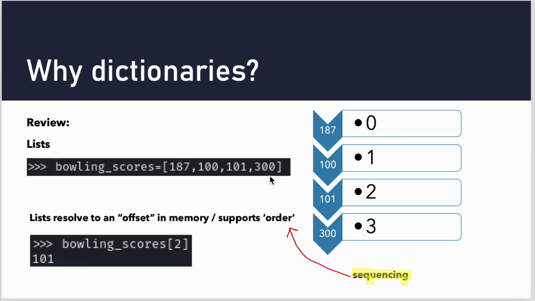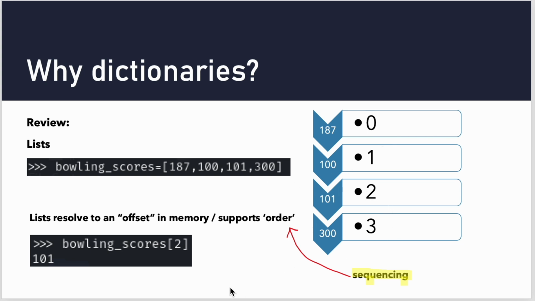So how that resolves to the sequence is that the 187 resolves to the 0 offset, or the first offset, however way you want to look at it. Of course, we know that computers really begin with 0, so that's the 0 point. The next score is resolved to the number 1, which is 1 right after 0, and the next score resolves to 2, and so on and so forth.